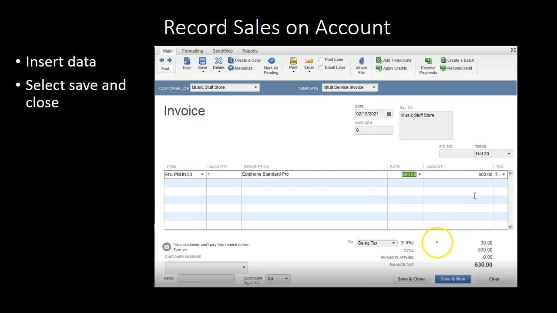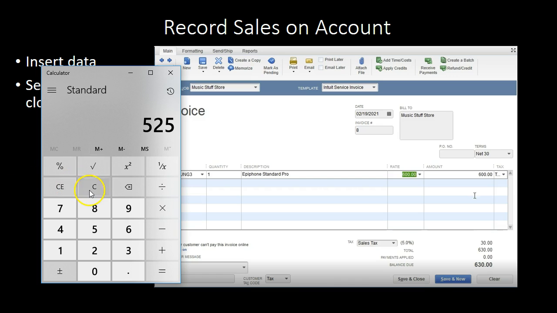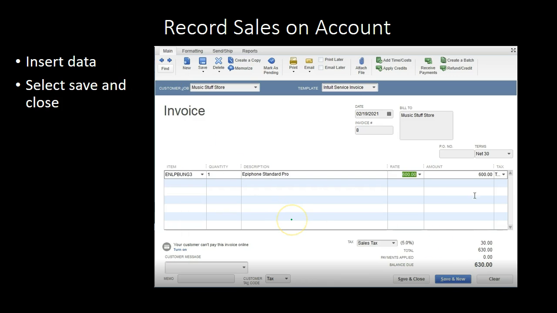And then it will determine if we have sales tax applied to it. Typically we do, since this is a form of inventory that we are selling. That sales tax, 5%, is calculated as 600 times 0.05, giving us the $30. Adding that to the 600, we have 630. That's going to be all we need to know really to put this information into the system.